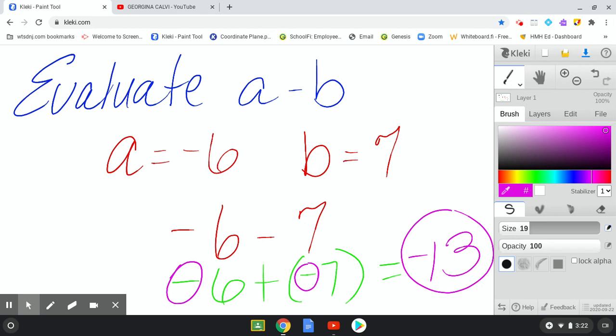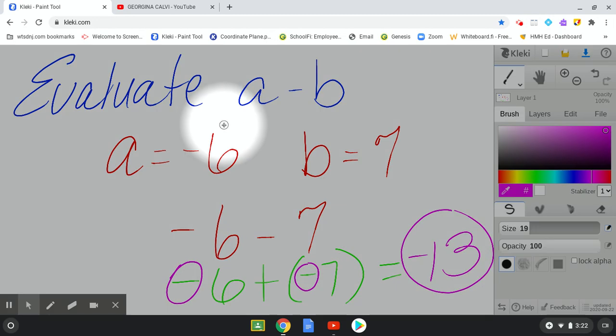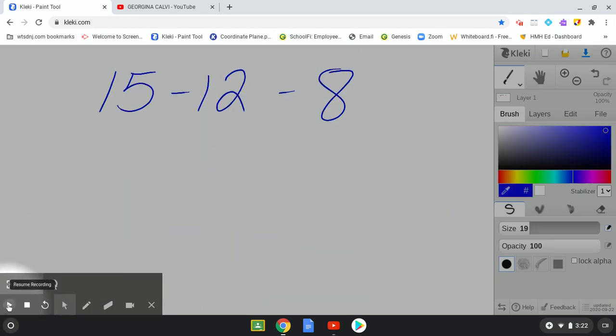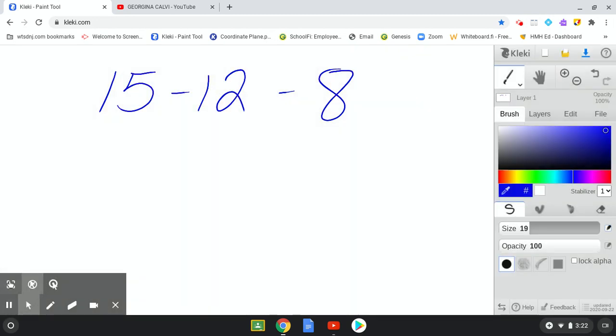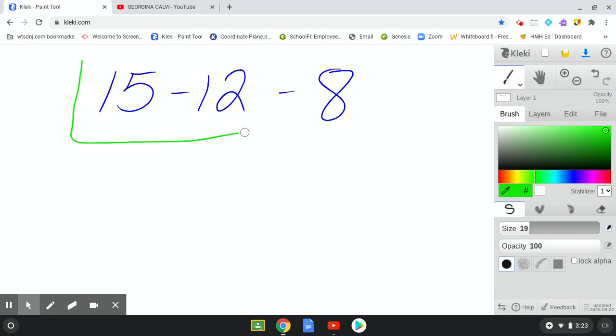Okay. Let's try a few when there are more than 2 integers. Okay, so here we are subtracting a few integers. I'm going to break it up little by little. So I'm going to solve this portion first. So 15 minus 12 is equal to 3. All right, and if you notice, thinking about order of operations, solving from left to right is what I'm doing. I'm going to drop down the rest of the problem.